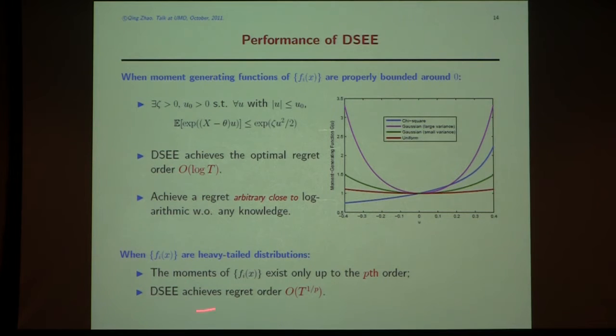Now there are still distributions that don't satisfy this condition. That would be heavy-tailed distributions. A heavy-tailed distribution doesn't have a moment generating function except exactly at 0. For any non-zero value, it will blow up to infinity. So in that case, clearly it doesn't satisfy this condition. But in this case, we also have results.